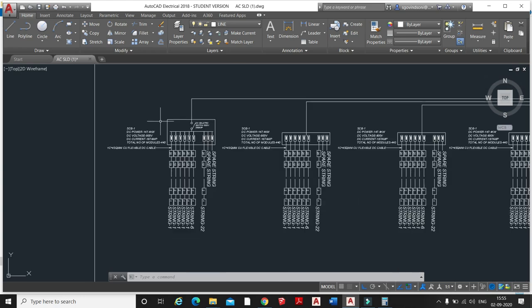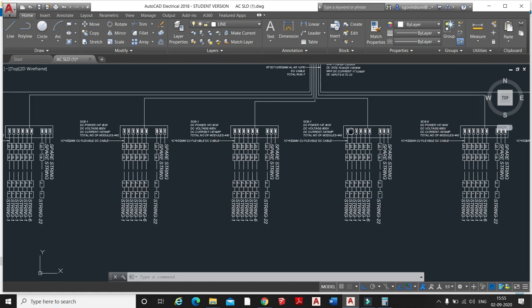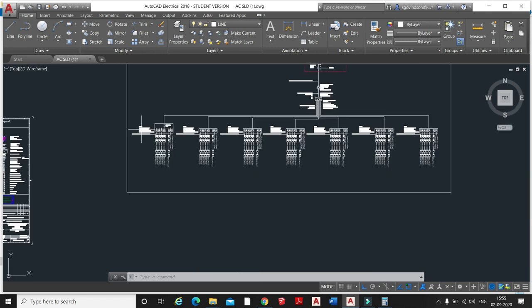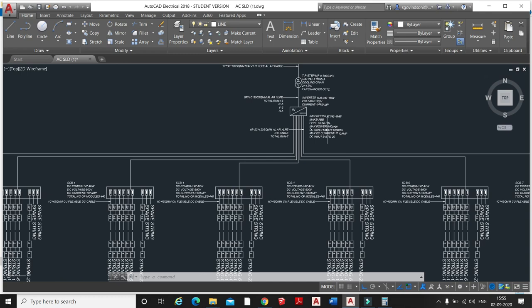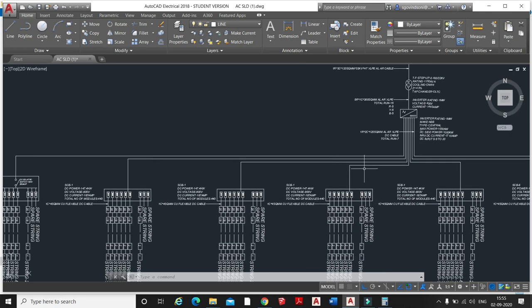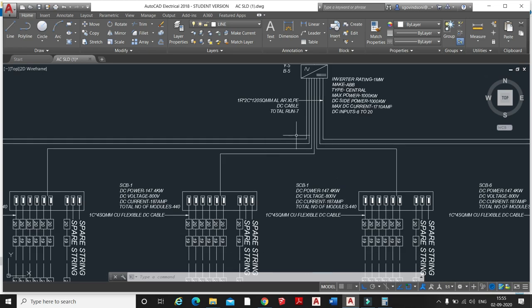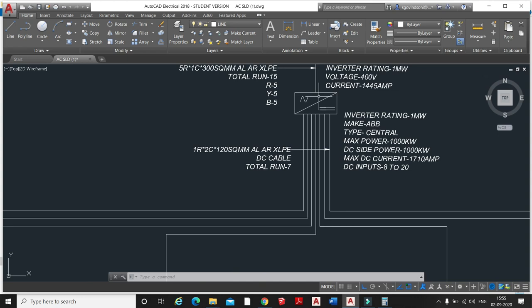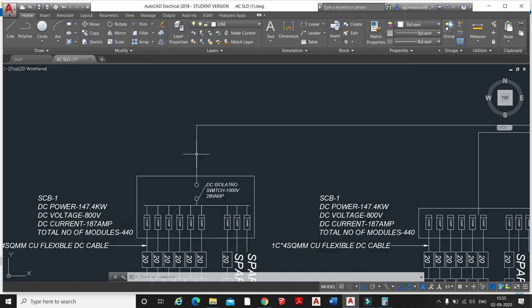So the same type of combiner box you can choose for every string, and the total number of combiner boxes we are using is 7 nos, and after that we will get the output from the combiner box to deliver to the inverter. Then we know that the output is delivered in DC, so we choose the DC cable here. And how we choose the DC cable to deliver power to the inverter: there is one cable for positive and another cable for negative. Two wires come from the DC combiner box, positive and negative.